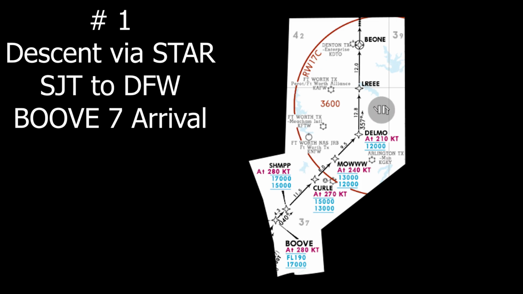So here's the first example that I'm going to show you with the video. This one will show you a normal descent via STAR. We're basically coming from San Angelo to DFW airport via the BOOTH 7 arrival. Now, like I said, I have cut the majority of the simulator flight video. So we'll start the video from the point where I'm about to start my descent to the point where we're crossing DELMO, and that will be the end of the video.